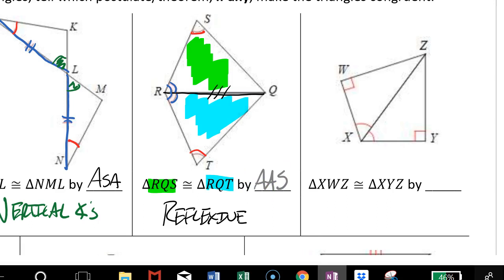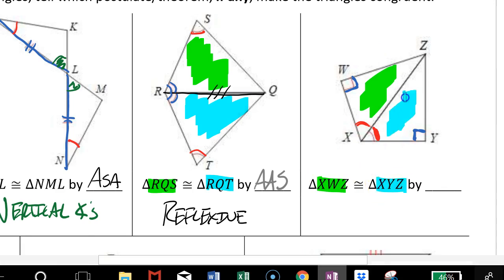Next example, we are given an angle and another angle, and then we're also given a right angle and another right angle. Now, sometimes students automatically think that a right angle means it has to be hypotenuse leg, but let's look a little bit more closely. If I were to go ahead and shade in the two triangles, triangle XWZ is the top, and we have XYZ is the bottom.